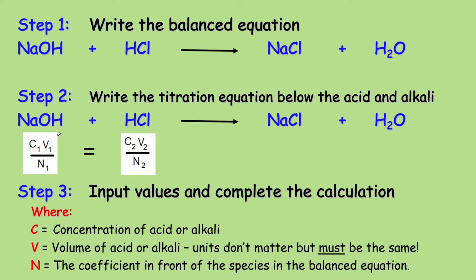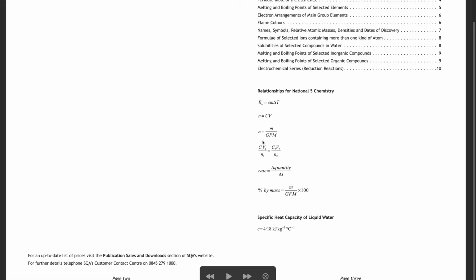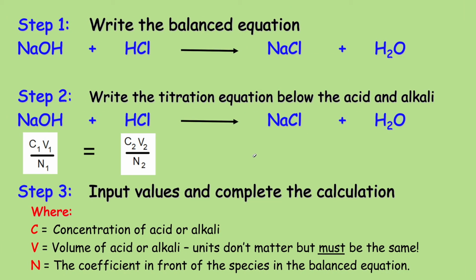Now, before we move on to an example, one thing I just want to highlight is this equation here, okay? If you forget this equation, you can find it in your data booklet. It is on the first page of the data booklet, right here. Just remember that the N here isn't the same as that N or that N. It doesn't mean number of moles, it's talking about the number in front of the formula. And that is why our first step is our balanced equation, so that we get all of our numbers right. Because if we don't balance the equation, our N's won't be correct.